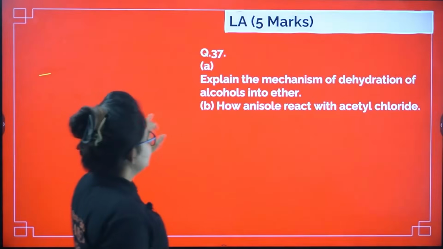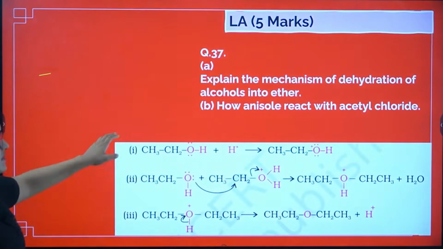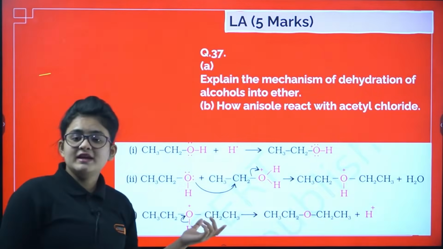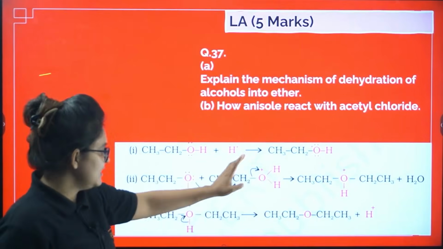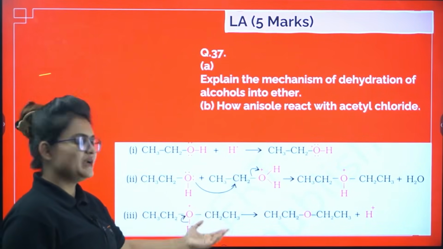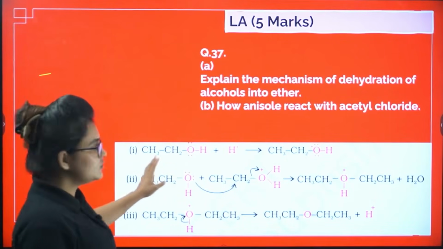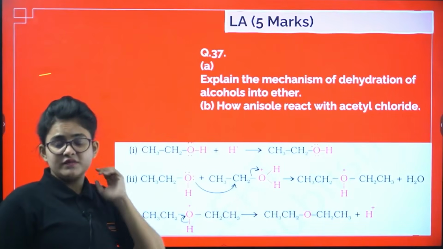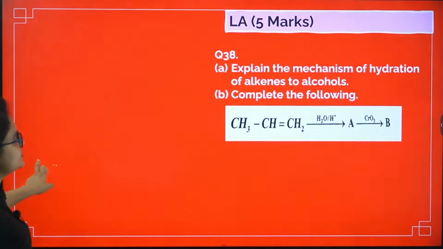Let's proceed. Explain the mechanism of dehydration of alcohols into ether. So this is the mechanism. Alcohol first you have to protonate, then another alcohol will attack on the protonated alcohol to get OH plus, that type of thing. Then this oxygen hydrogen bond will break down and oxygen will get back its electron. I guess this is clear to you. How anisole reacts with acetyl chloride, that I already did. Friedel-Crafts acylation, that's the same thing. Let's proceed with the next question.